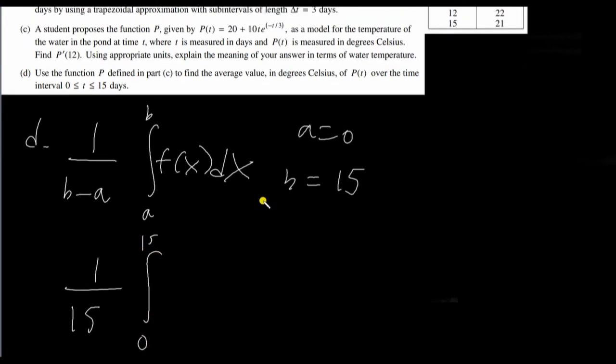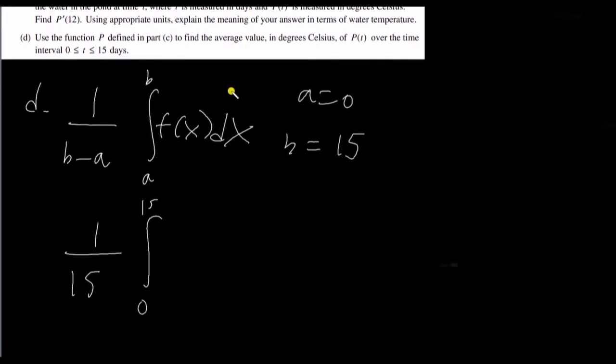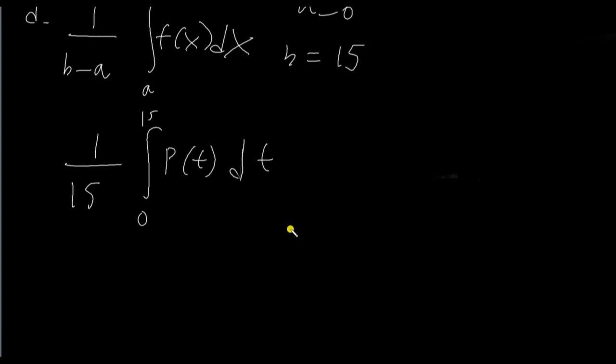Instead of w of t, I'm actually going to say p of t, because we have an actual concrete function we can plug in. Remember, p of t and w of t are both the temperature as a function of time, the same thing. dt, not dx. So this is the average temperature from 0 to 15. And since I have an actual expression for p of t, I can plug it into the p of t function.